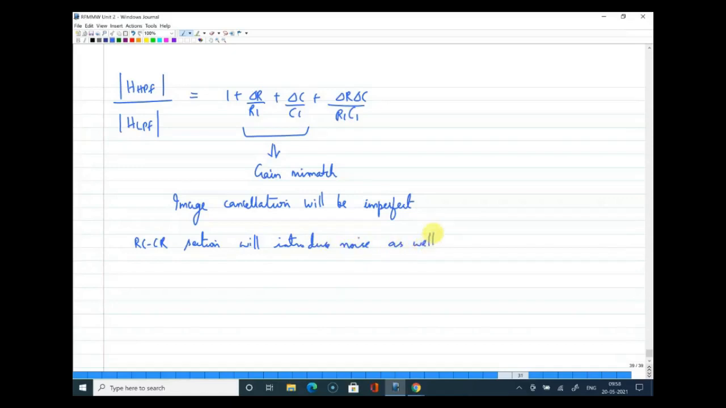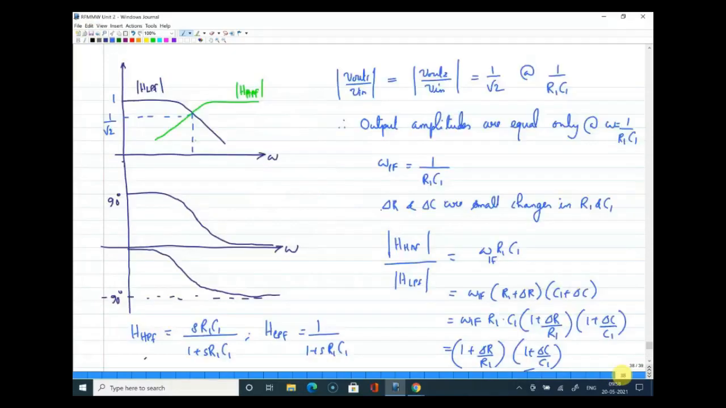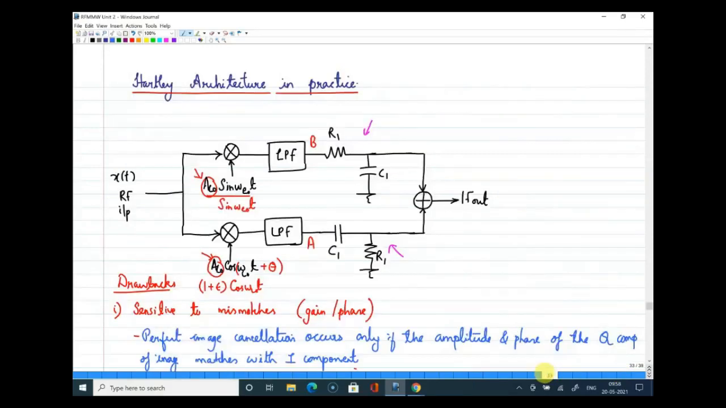So looking at these factors, what we have done here is we have just looked at the high pass, low pass response and observed that only at one frequency the amplitudes remain the same, and if there are changes in the absolute values, that will definitely result in gain mismatch, and that will result in imperfect cancellation of image, right? So yeah, it's time. What we did today is we have looked at the Hartley architecture in practice, and we looked at the drawbacks of that.